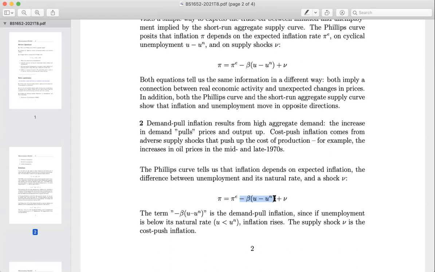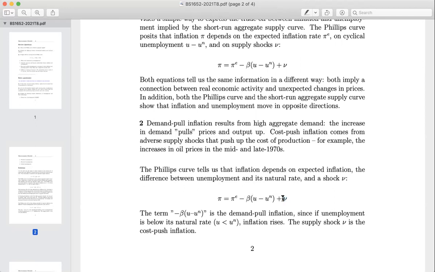That means there's less unemployment, and that means there's so much demand, which will affect prices through the demand. So that's called demand pull inflation. On the other side, if we talk about cost push inflation, think about this term here, the supply shock. Supply shocks are basically to do with cost. Anything that affects the cost of production and as a result increases prices is to do with supply shocks, and that is in the equation here.